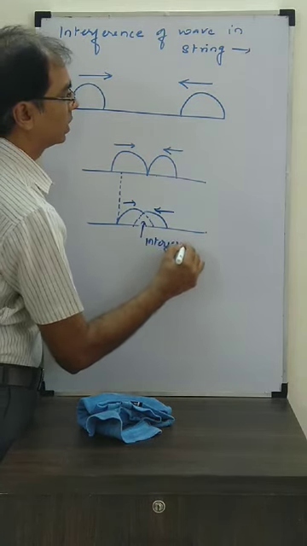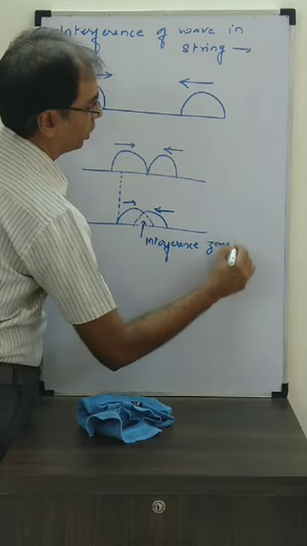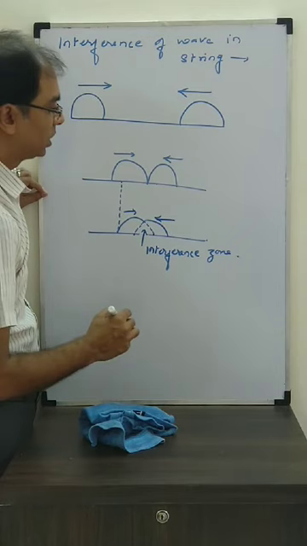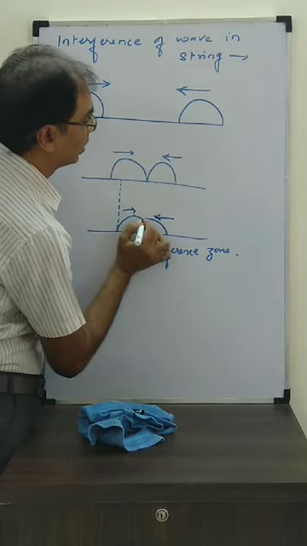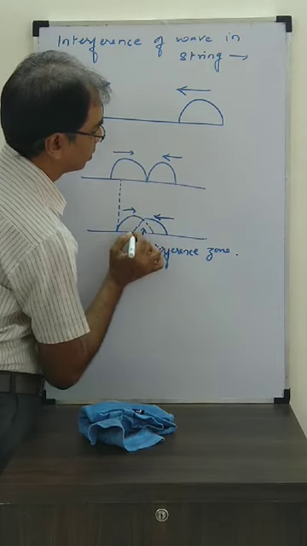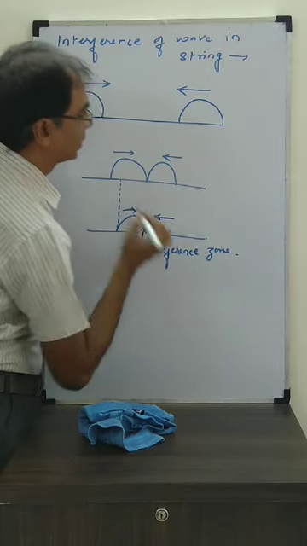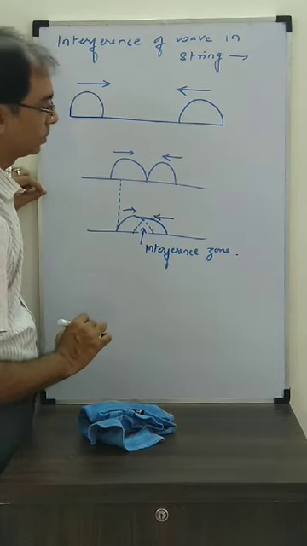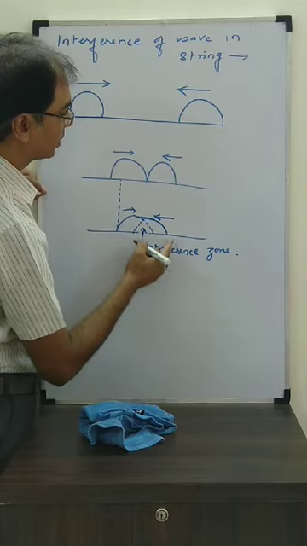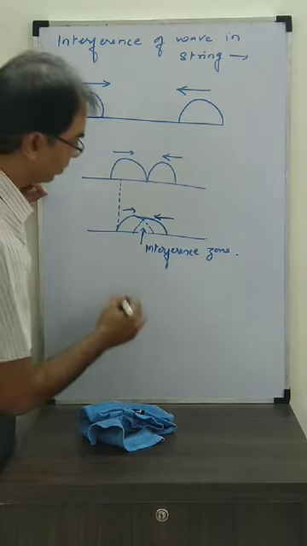Here energy is actually adding up. So what will be the shape? The shape at this particular point will become straight. It will appear to you like this, straight like this. So it will be as if this is one pulse.